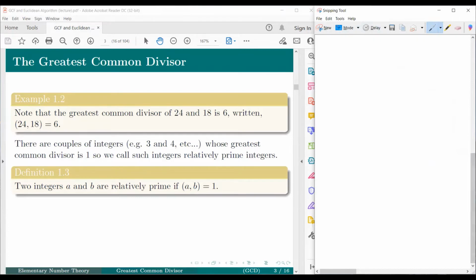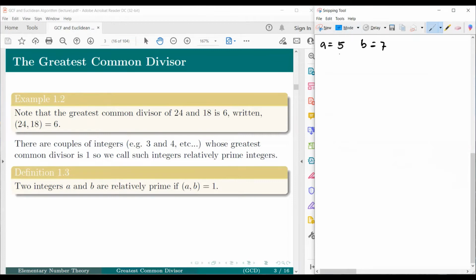Okay, so let's have another example. For example, if we have a equals 5 and b equals 7, notice that 5 is a prime number, 7 is a prime number. Hence, the divisors of 5 are 1 and itself, 1 and 5. The divisors of 7 are 1 and itself.